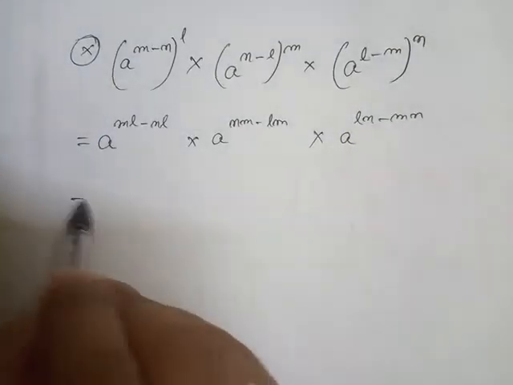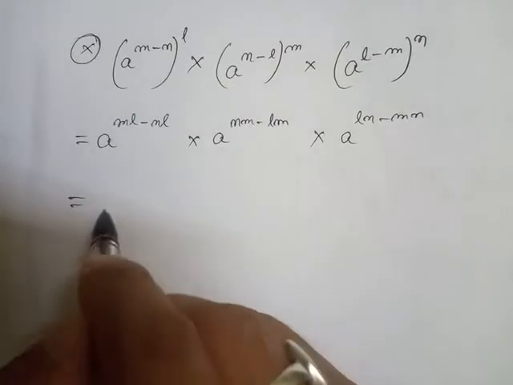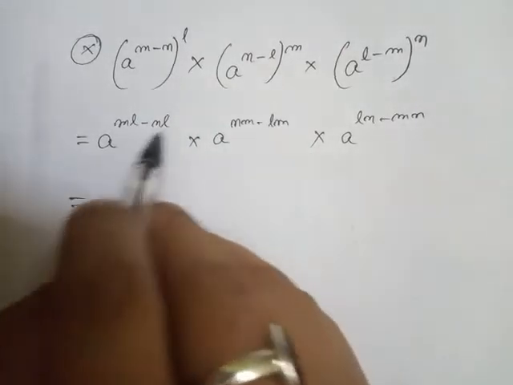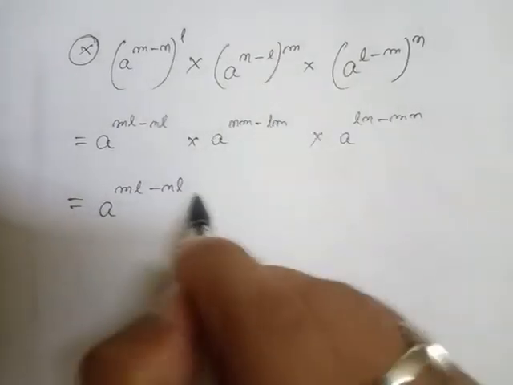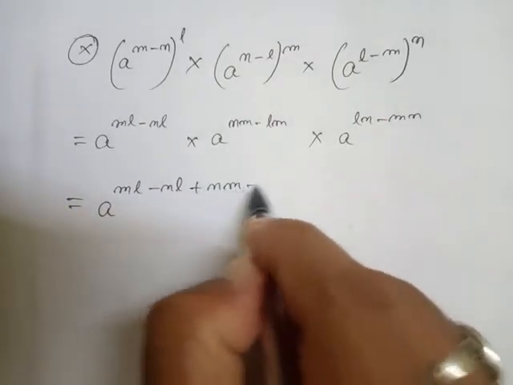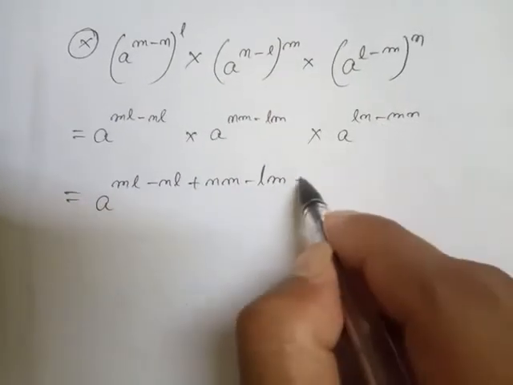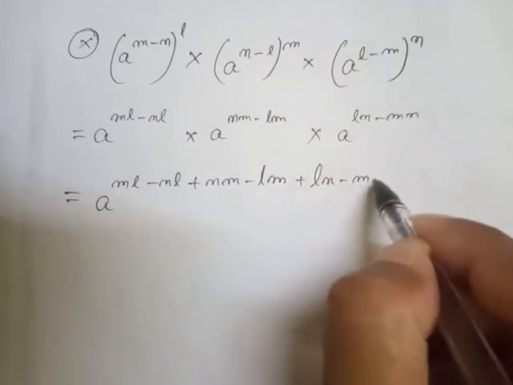Now look, since there is base, power should be added, so base is a and all this power should be added, which means ml minus nl plus nm minus lm plus ln minus mn.